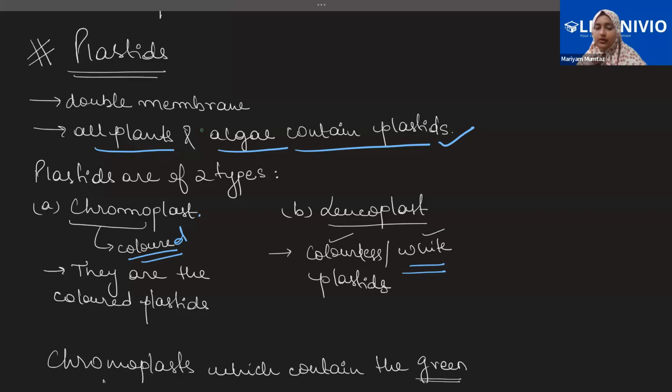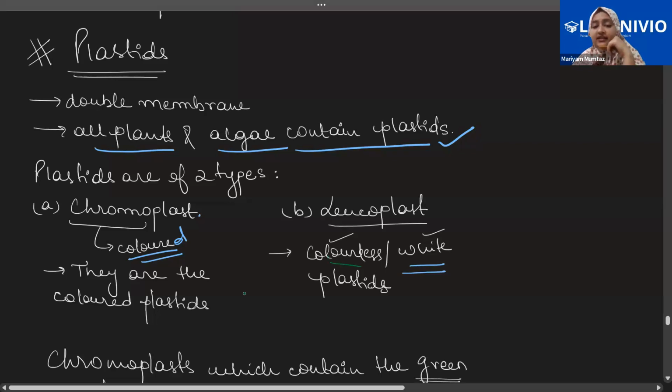Now, plastids are of two types. The general common way the plastids are present, they are of two types. One is the chromoplast and one is the leucoplast. Now, chromo, the name that you're seeing over here, is representing some kind of color in that particular plastid. So the plastids that are colored are known as chromoplast. And the plastids that are colorless, they do not have any color in the cell, they are known as the leucoplast. So the chromoplast are colored plastids, whereas the leucoplast are colorless or white colored plastids.